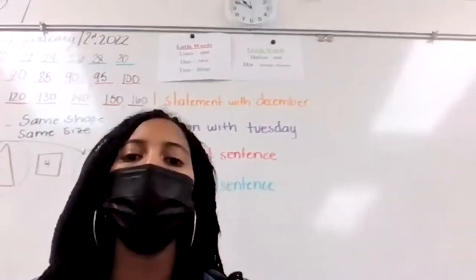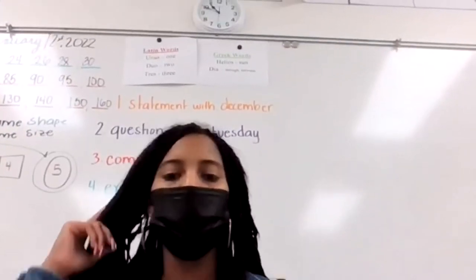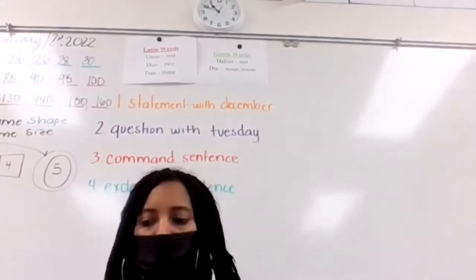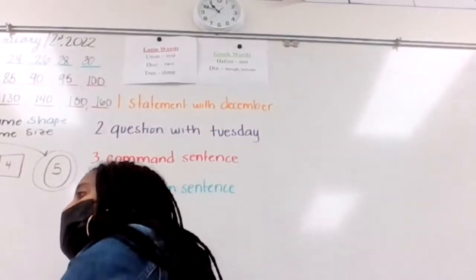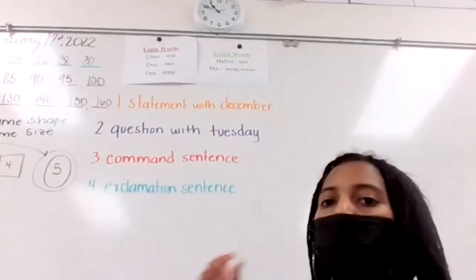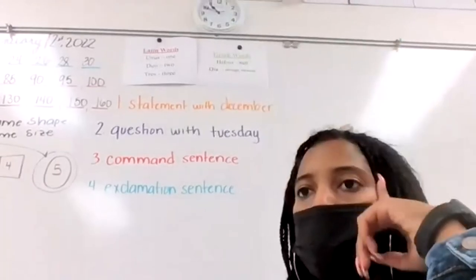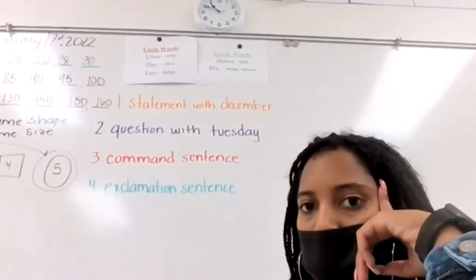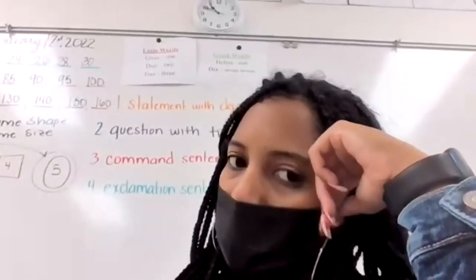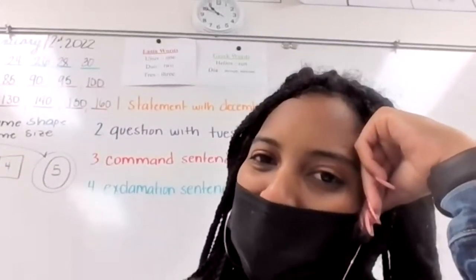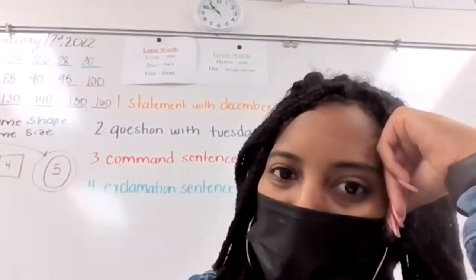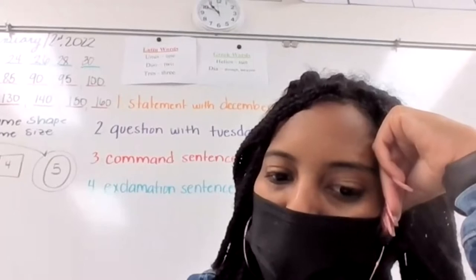So remember in language, we've been learning the four types of sentences. We have four different kinds of sentences. Anybody remember? What is one type of sentence we learned? Question. A question sentence. Okay, what else? Exclamation. An exclamation sentence. That's our new one. We learned questions. Exclamation. Okay, Taylin, you have a type of sentence? Command. A command.